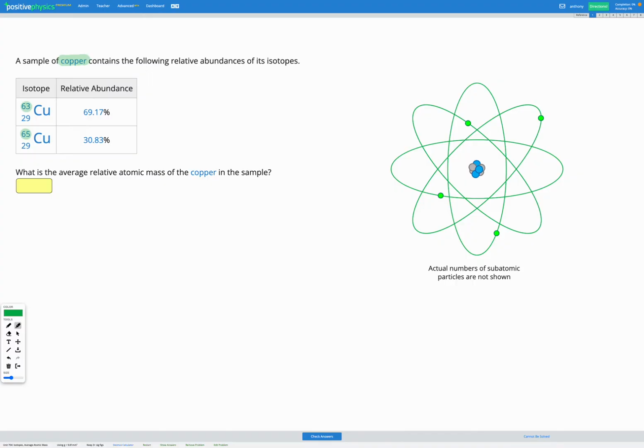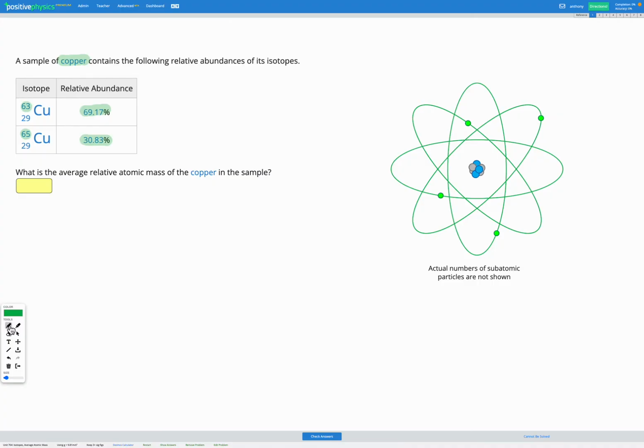So if you took a random sample of atoms from Earth, 69.17% of those atoms would have mass number 63, and 30.83% of those atoms would have mass number 65. So our job is going to be calculating the average atomic mass of the copper in this sample. To do that, we're going to need to do a weighted average.